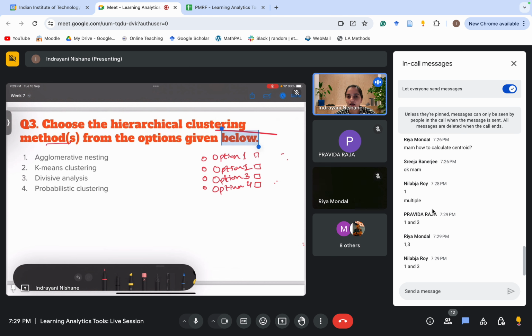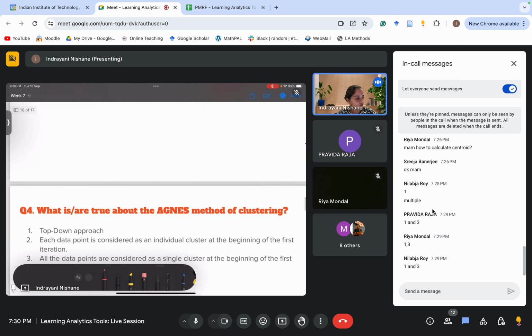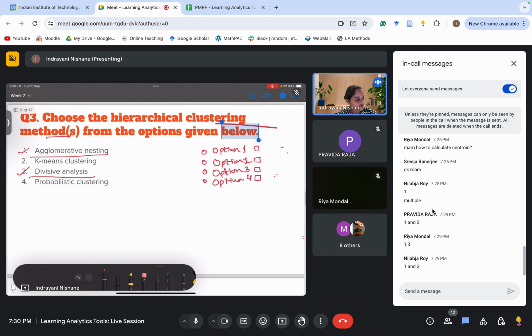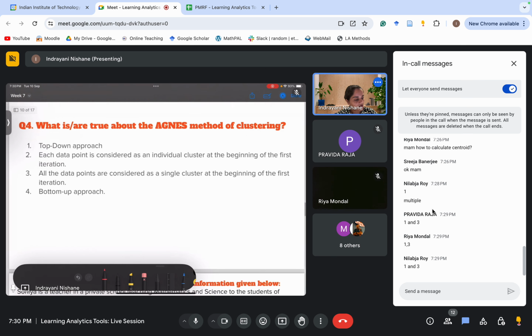So hierarchical clustering methods are, I'm getting all correct answers in the chat box also, agglomerative nesting and divisive analysis, options 1 and 3. There is no explanation as such for this. Right, let it be.